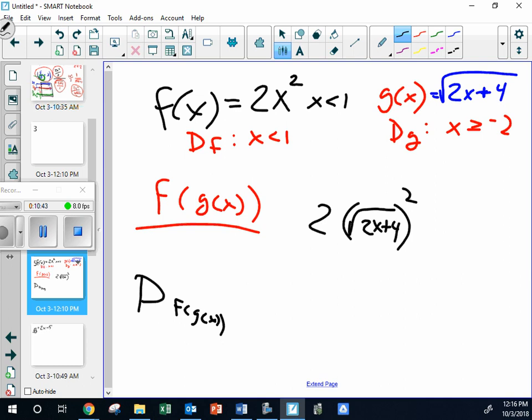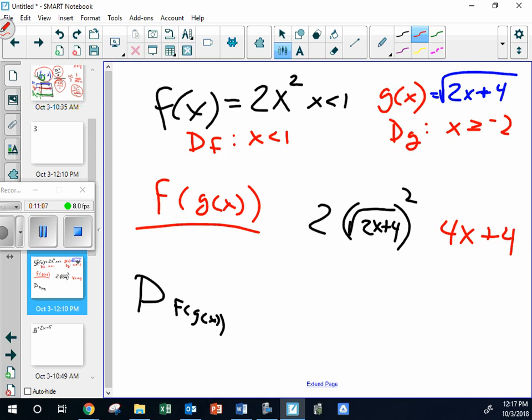Excellent. And how many of you noticed that you can simplify that? Awesome. Because when you just square, the square root comes off. And it's 2 times the 2x plus 4. Here's something I see all the time. People go, oh, so it's 2 times 2x, so it's 4x plus 4. 4x plus 4, right? No, they forgot to distribute.